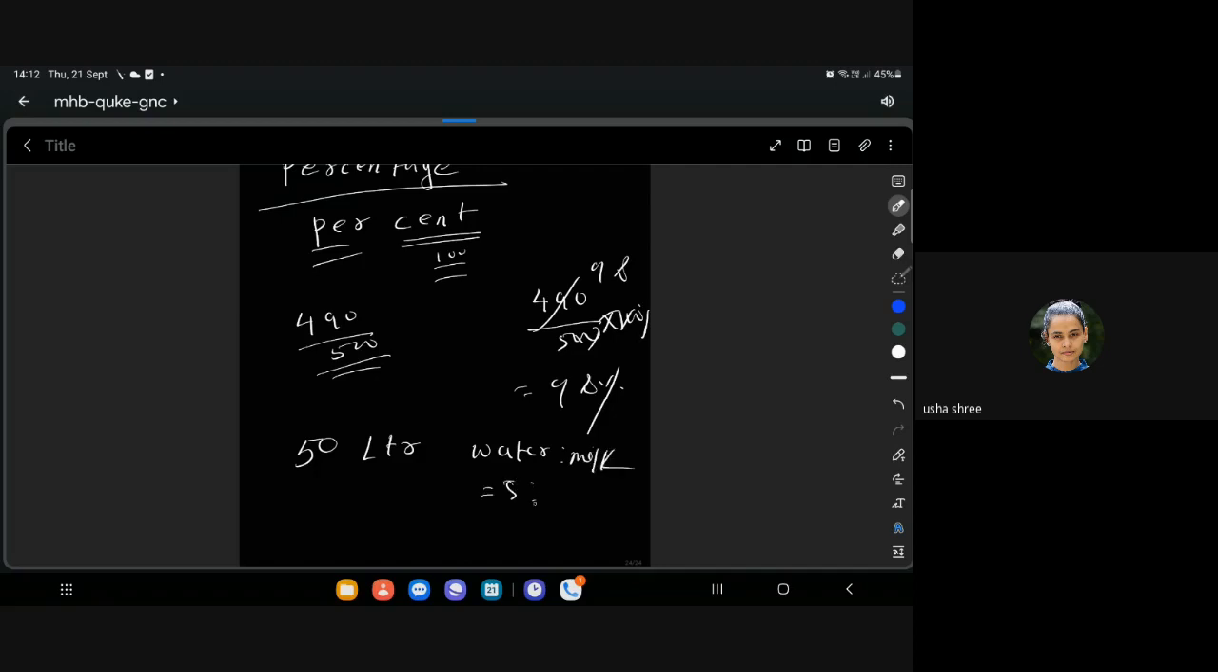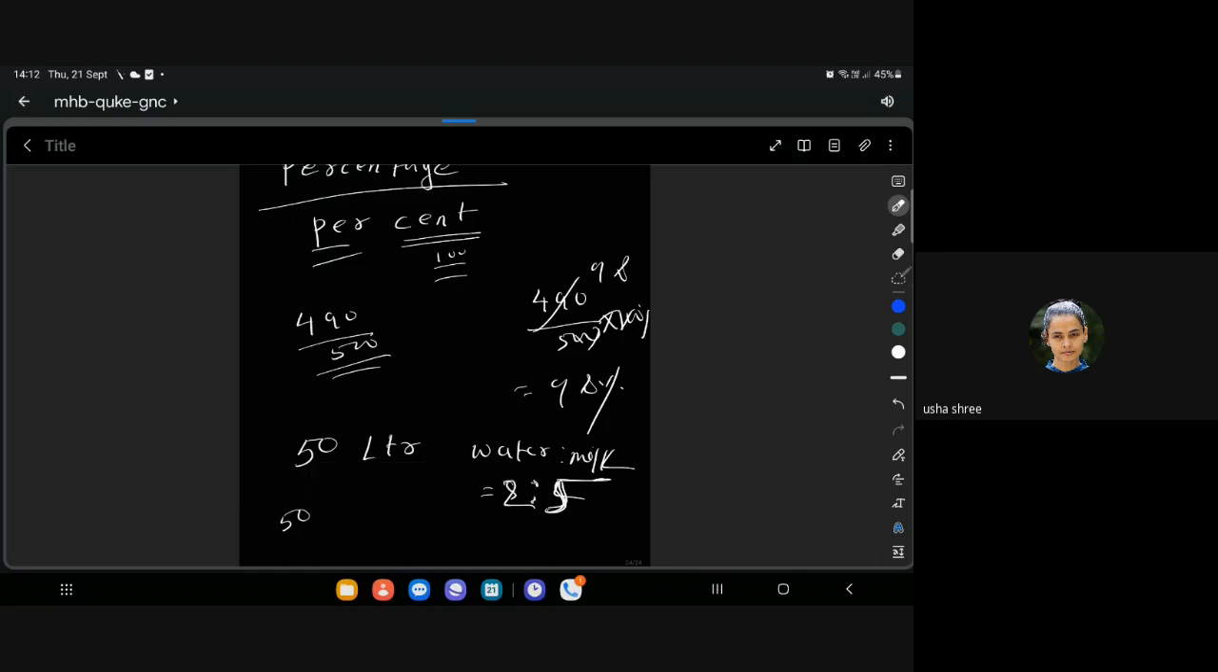Water to milk is 2:5, or water and milk proportion is 5/2. So what is the amount of water and what is the amount of milk? Out of 50, you can write it in this way. Water is to milk is equal to 2/5.